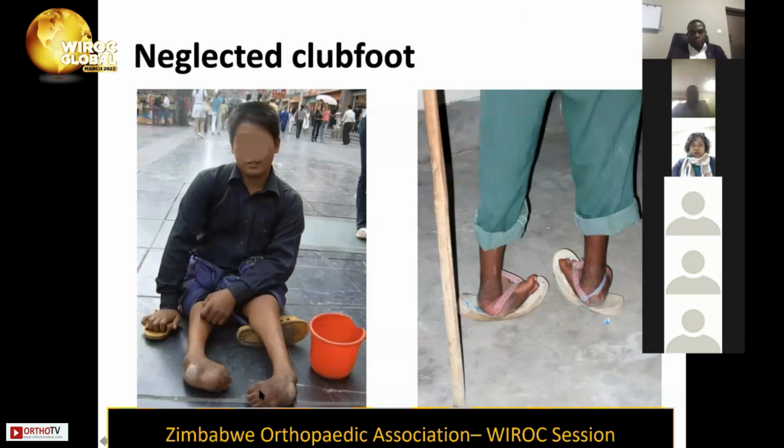So as you can see, it is quite disfiguring, and the aim of this presentation is to help us be able to make a diagnosis and to prevent people presenting with neglected clubfoot.